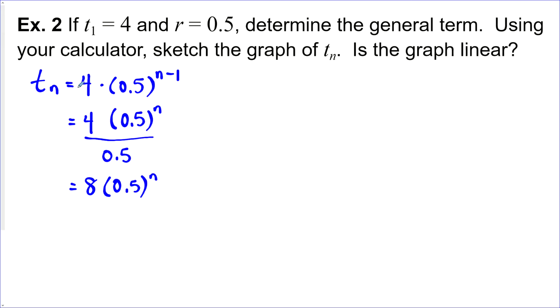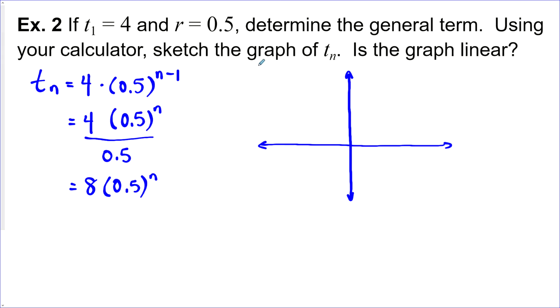Now this is perfectly fine as we wrote it at the beginning here. It's in our general term form that we commonly use, but this is also possible, so keep this in mind as you're doing these questions. Now let's graph this, and when we do, we see that it looks something like this.